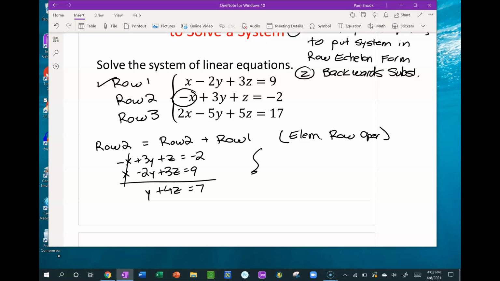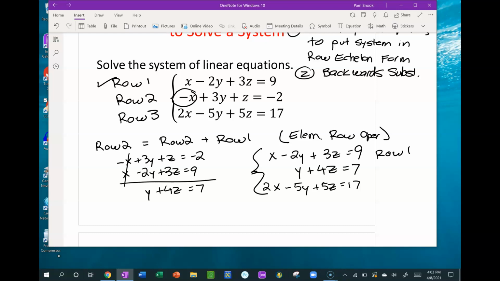So now my system looks like this. X minus 2y plus 3z equals 9. I'm going to put in my new row 2, which is y plus 4z equals 7. I didn't do anything to row 3, so I'm just going to copy that over. 2x minus 5y plus 5z equals 17. Here's row 1, row 2, row 3.